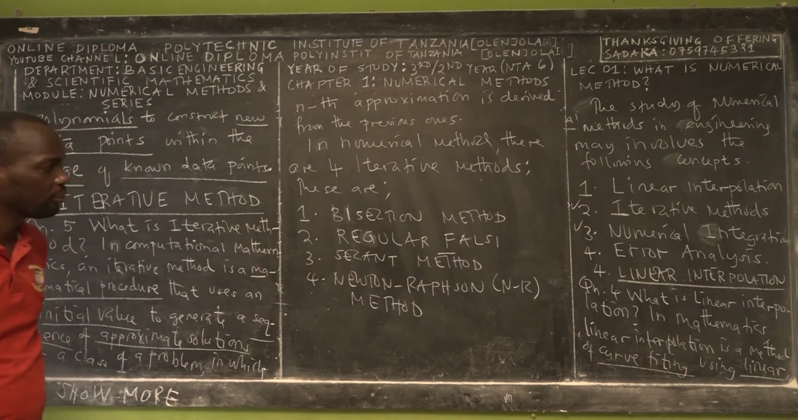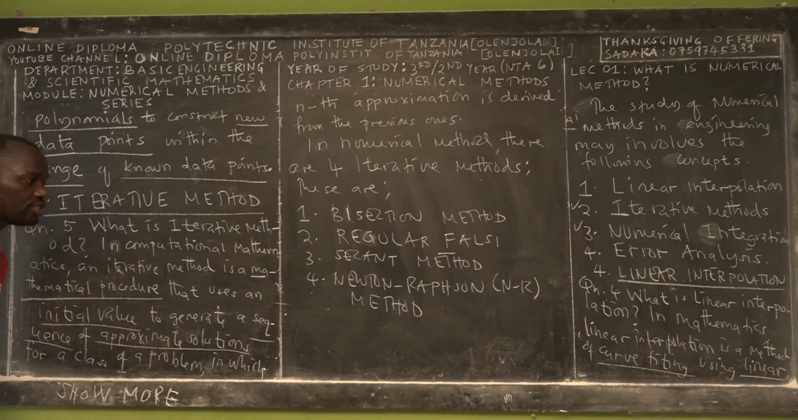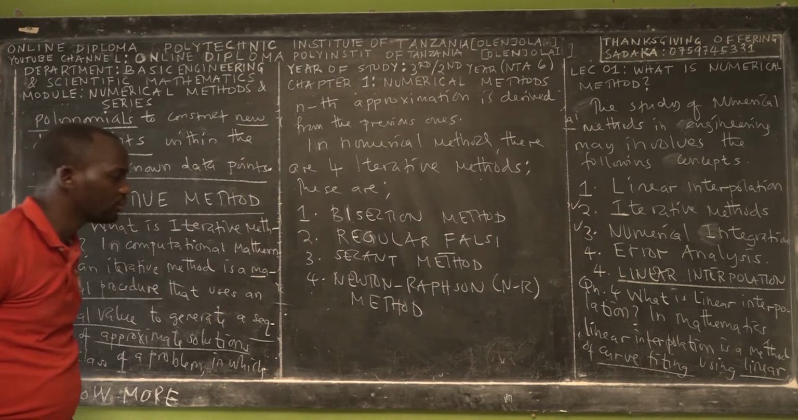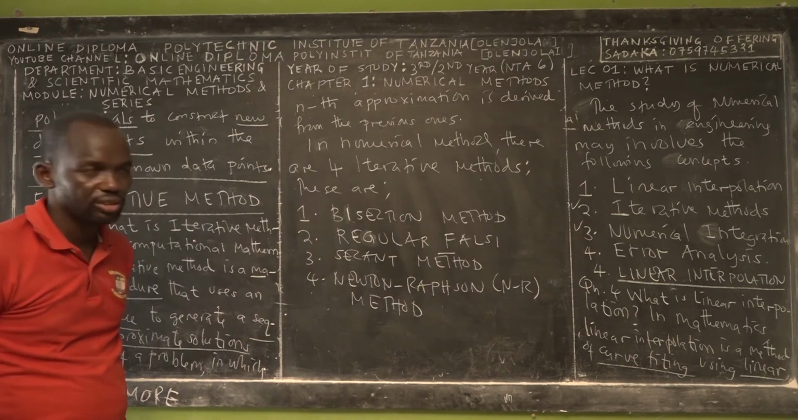The first one is called the bisection method. The second one is called regula falsi. The third one is called the secant method. The fourth one is called the Newton-Raphson method.